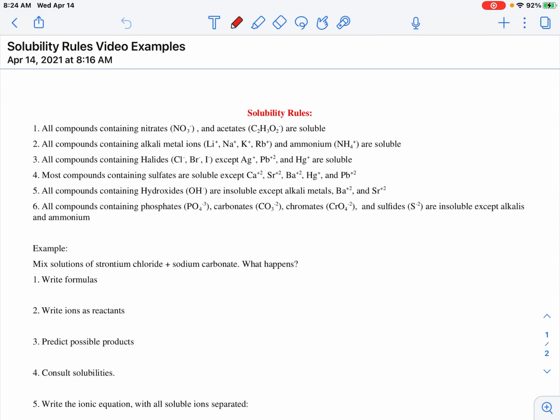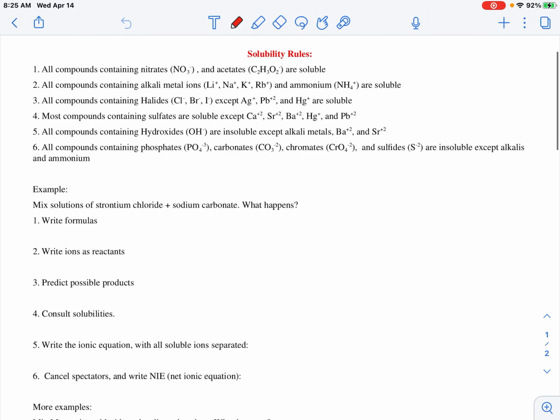Okay, so here are a couple more examples on how to use solubility rules to write net ionic equations. So I've pulled up a document with the solubility rules here on top just for quick reference. So our first example here, let's say that we're going to mix strontium chloride and sodium carbonate, right? We want to know what the equation is going to be.